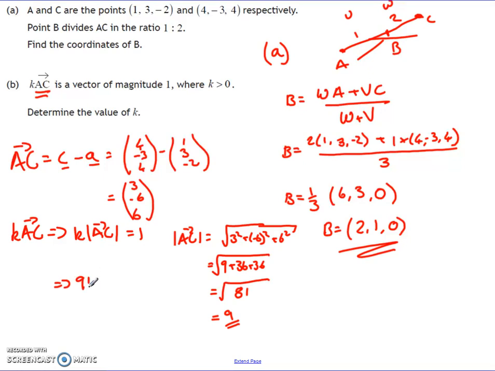What that means is 9k equals 1. Solve that for k and you get k is a 9th. So there you go. For it to be a vector of magnitude 1, k has to equal 1 over 9.